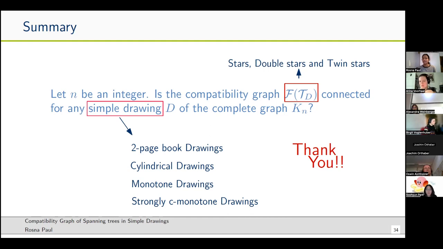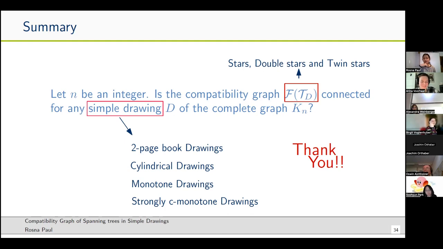And also, we were speaking about connectedness of this compatibility graph, but is there any chance to study other properties of that graph, or other invariants or anything? To me, this stars thing sounds very specific somehow. So you mean instead of stars, double stars, to look at a different subclass, a subgraph of the compatibility graph? Yeah, but is there any setting where one could also think of other properties of such compatibility graphs?